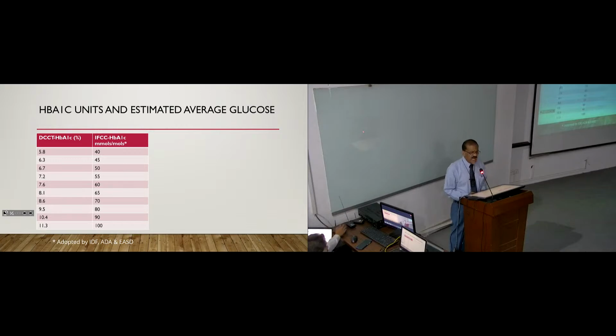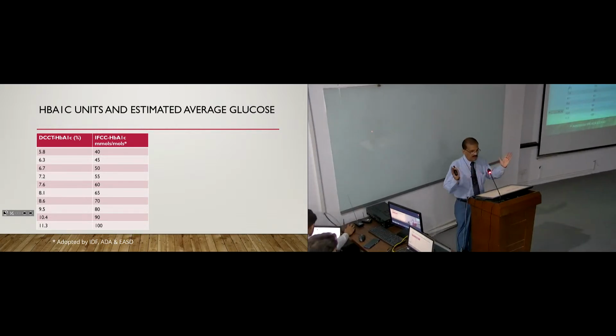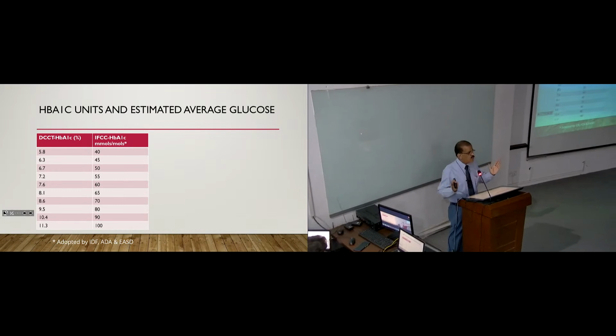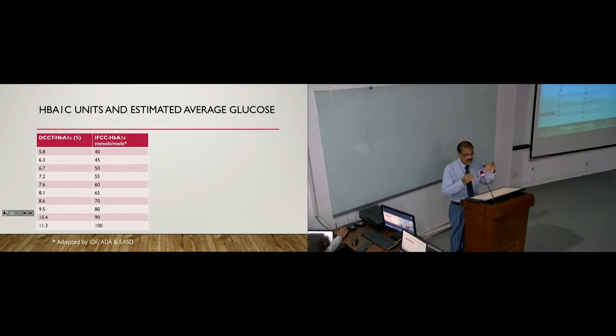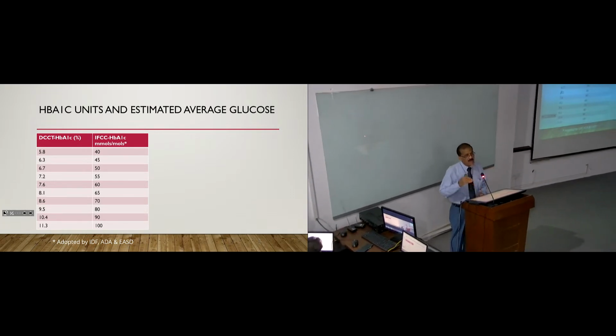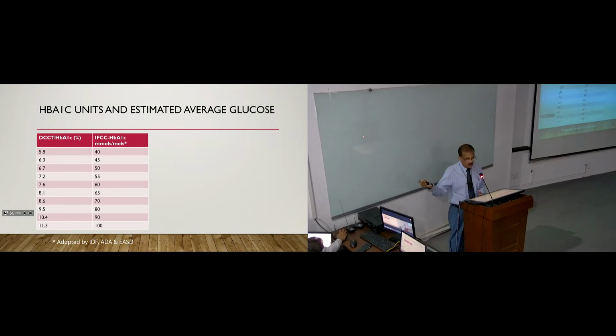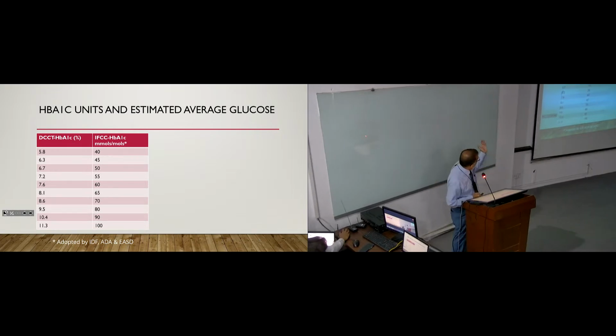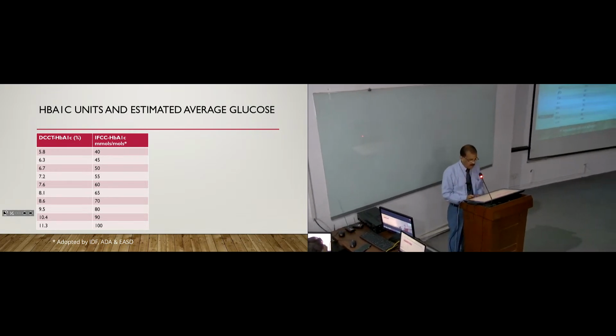What is the rationale behind it? Because it expands the spectrum, it gives you a better spectrum. In Pakistan we are still following this percentage. In some countries they are giving dual values, percentage as well as millimole. Some countries have converted into millimoles per mole, but we are more familiar with the left column, percentage.